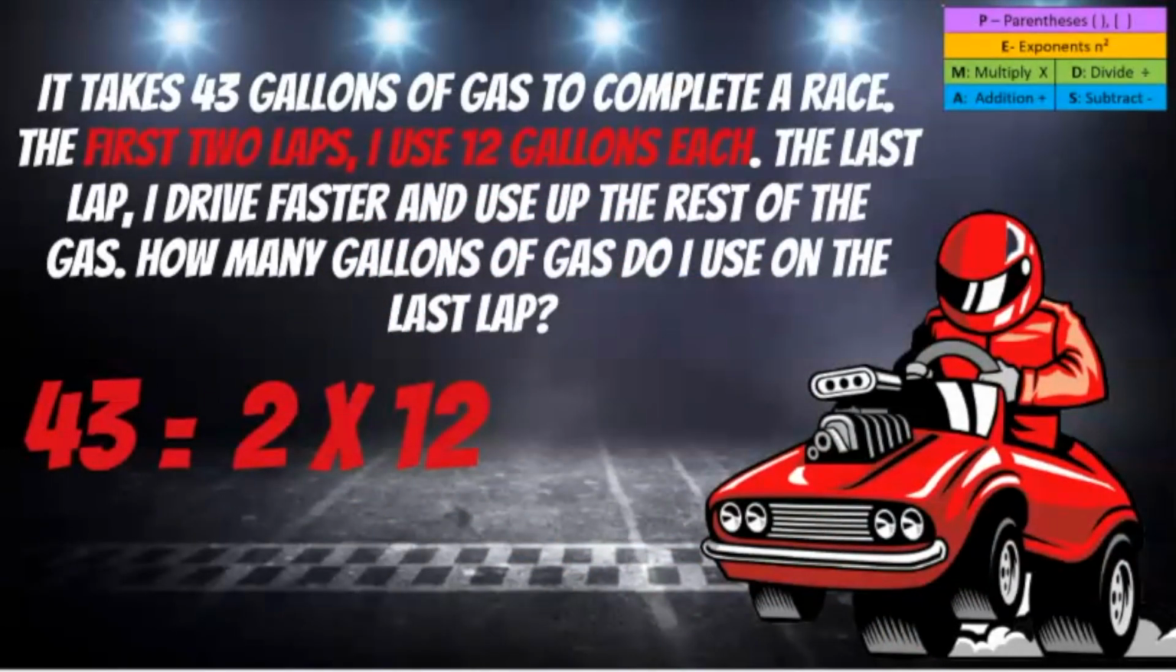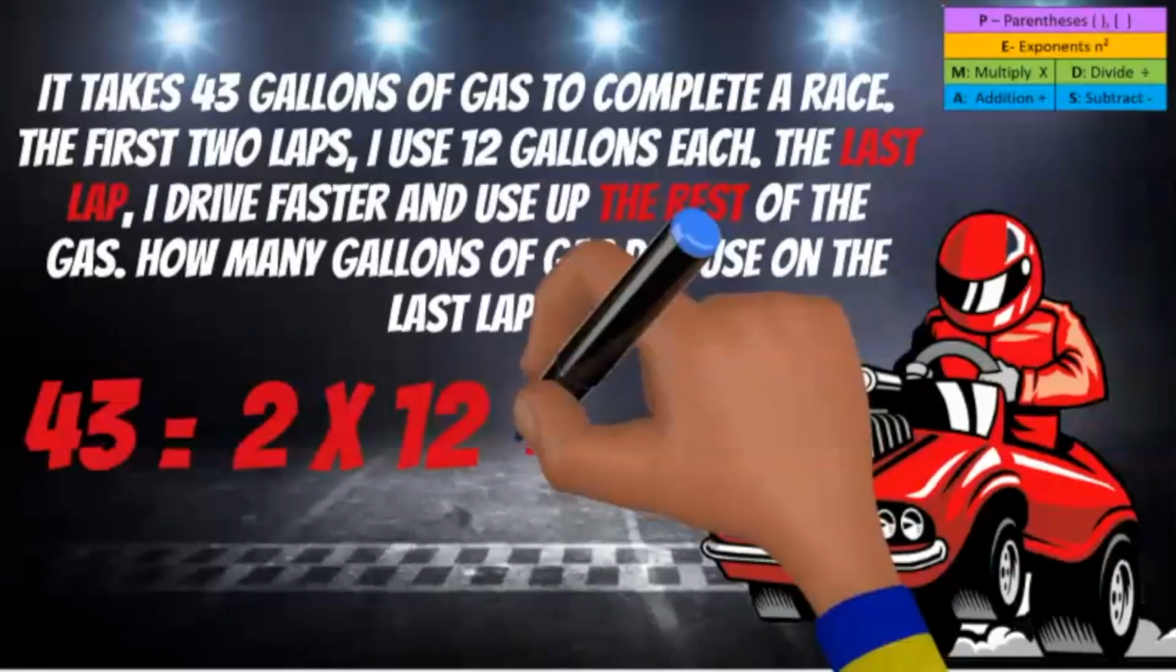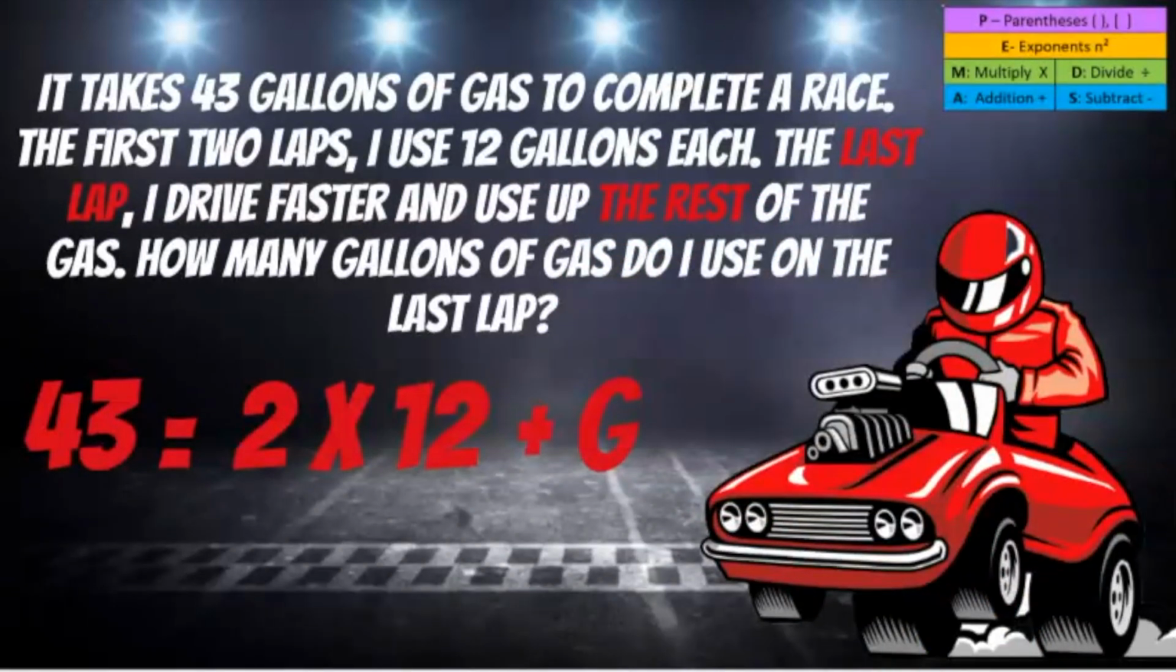The last piece of information is that the rest of the gas is used on the last lap. I don't know how much gas was used, so that is the variable. The variable is a letter that represents an unknown value. I add the variable g to represent the gas used in the last lap. This equation will help me determine how many gallons of gas I used in the last lap. The 43 gallons equals 2 laps times 12 gallons each plus g, the amount of gas used on the last lap. When I solve, I will multiply first, and then add according to the order of operations.